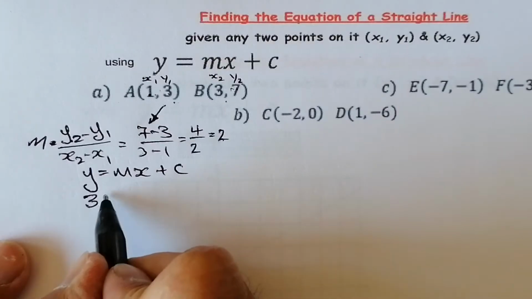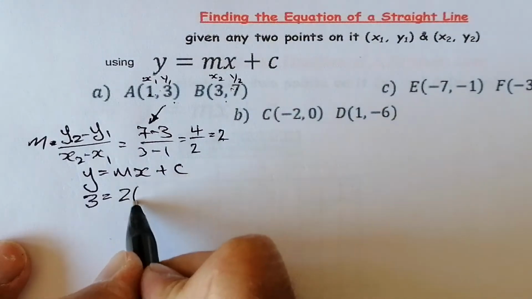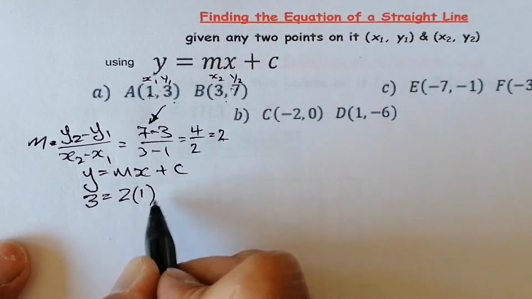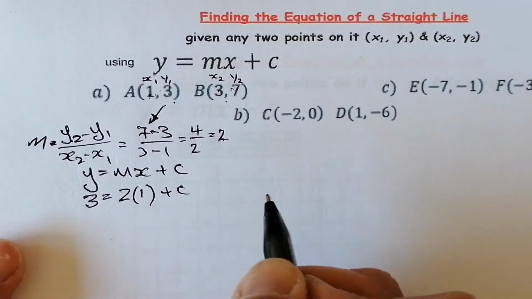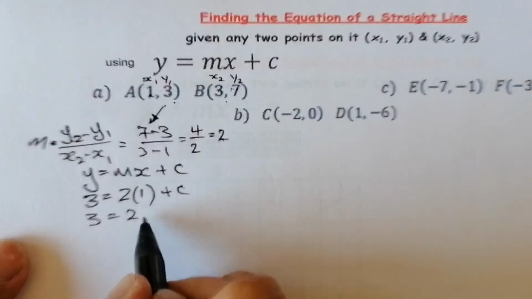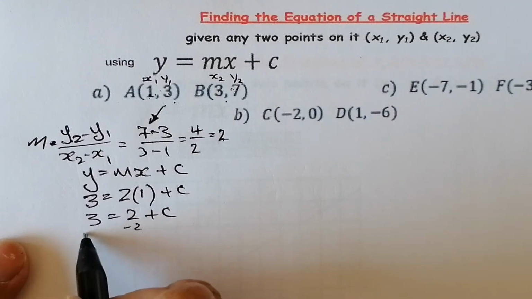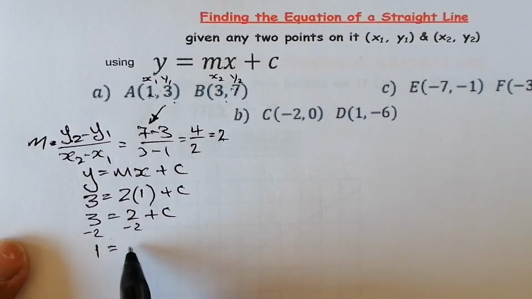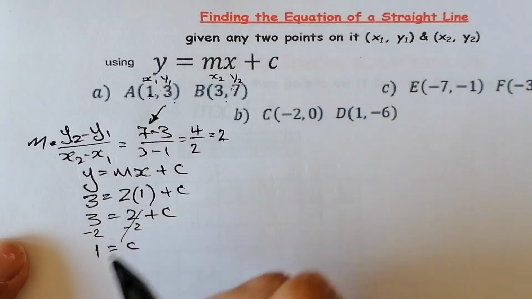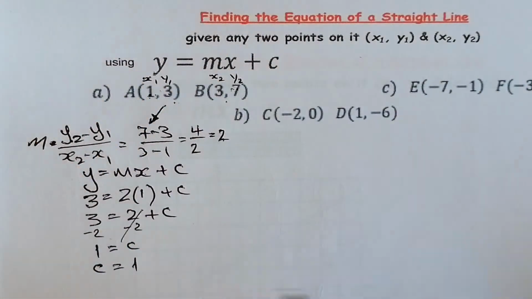So let's go for that. 3 is equal to m. The gradient we worked out was 2. The x value is 1. And the c is the thing that we're trying to work out now, because I don't know what that is yet. So 3 is equal to 2 plus c, and what we'll do is subtract 2 from both sides, and that should give me c equaling 1, because that eliminates. So c equals 1. That's me got everything I need.